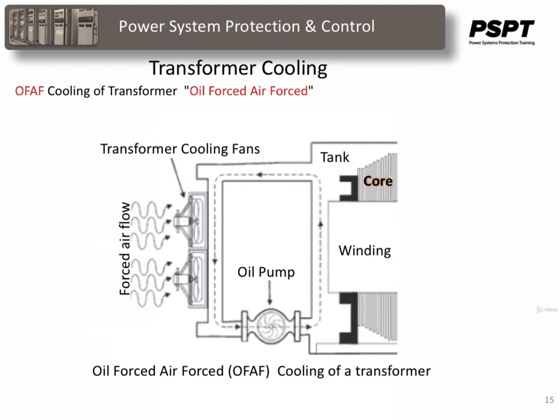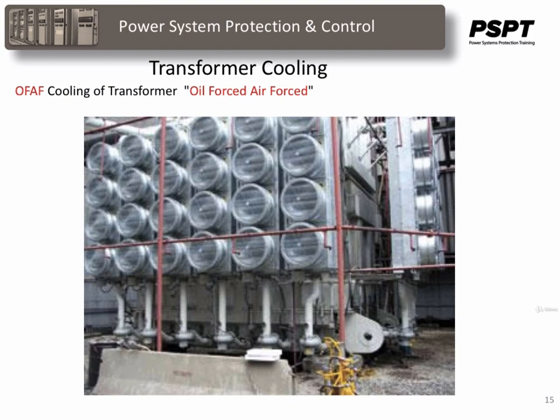The heat dissipation rate can be still increased further if the oil circulation is accelerated by applying some force. In OFAF cooling system, the oil is forced to circulate within the closed loop of the transformer tank by means of oil pumps. OFAF means oil forced, air forced cooling methods of transformers. The main advantage of this system is that it is a compact system; for the same cooling capacity, OFAF occupies much less space.